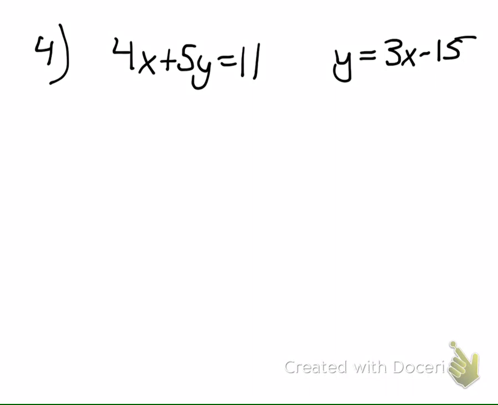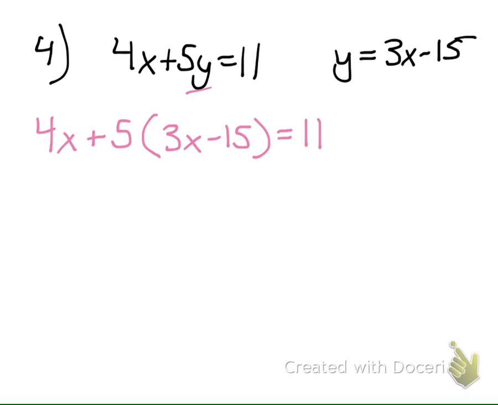Here on number 4, which variable is already solved for? Y, right? You know y is equal to 3x minus 15, so that's the variable you're going to replace in the other equation. You're going to substitute for that variable because you know what it's equal to. So your first step should look like this. 4x plus 5, and in place of y, you put 3x minus 15. Equals 11.